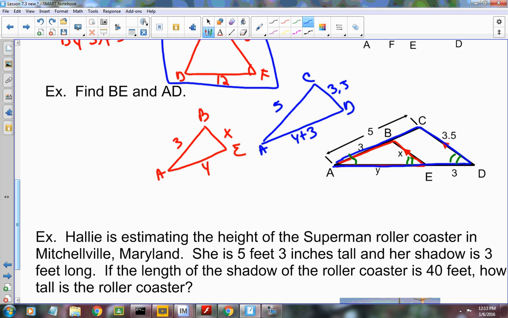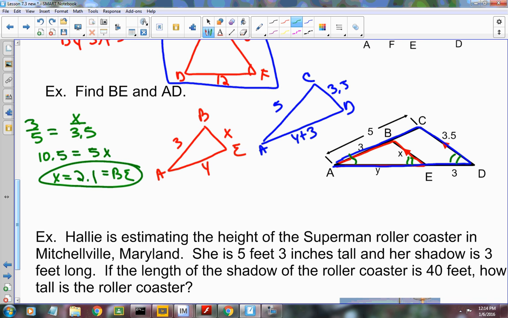Okay, so these two triangles are similar, right? I've just redrawn them. I've separated them. Okay? How would I determine what X is? Right, we can just set up a proportion. So 3 is to 5 as X is to 3.5. And so we cross multiply, and we end up with 10.5 equals 5X. We divide both sides by 5, and we get X is 2.1. Okay, and that is also my BE.